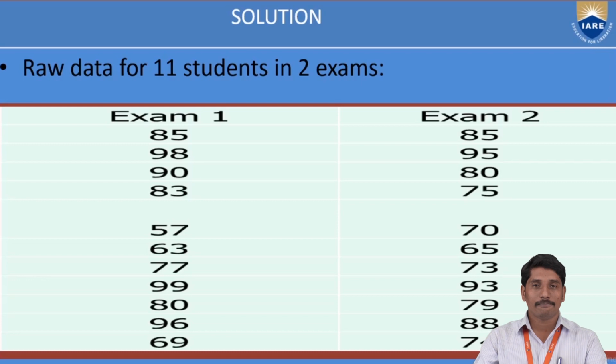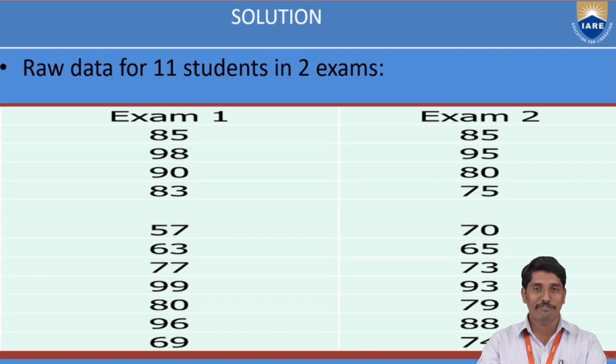In the exam conducted for 100 marks, the marks of the 11 students before they underwent the training are recorded in the first column, and the marks obtained by the same 11 students after undergoing the training are recorded in the second column. That means the first column gives you the marks of 11 students before the training, and the second column gives you the marks of 11 students after the training.